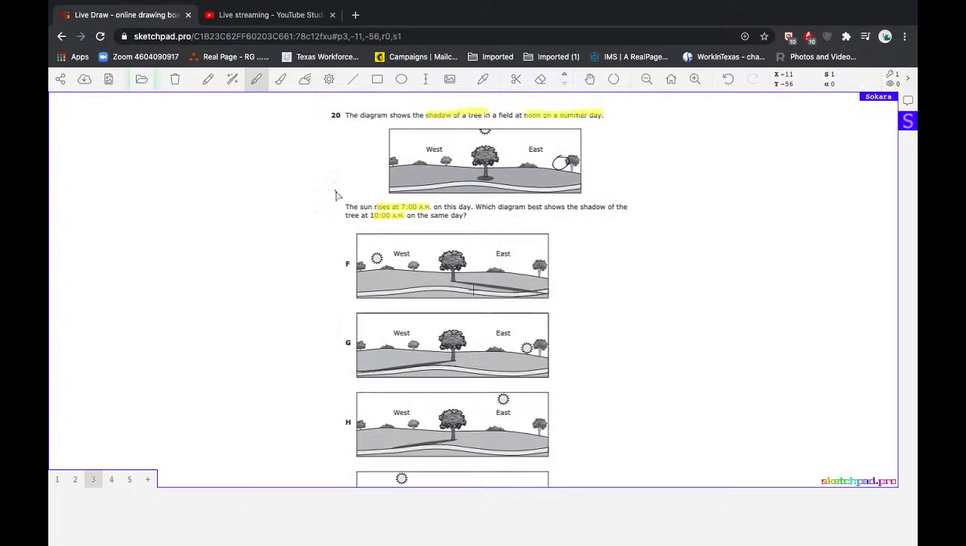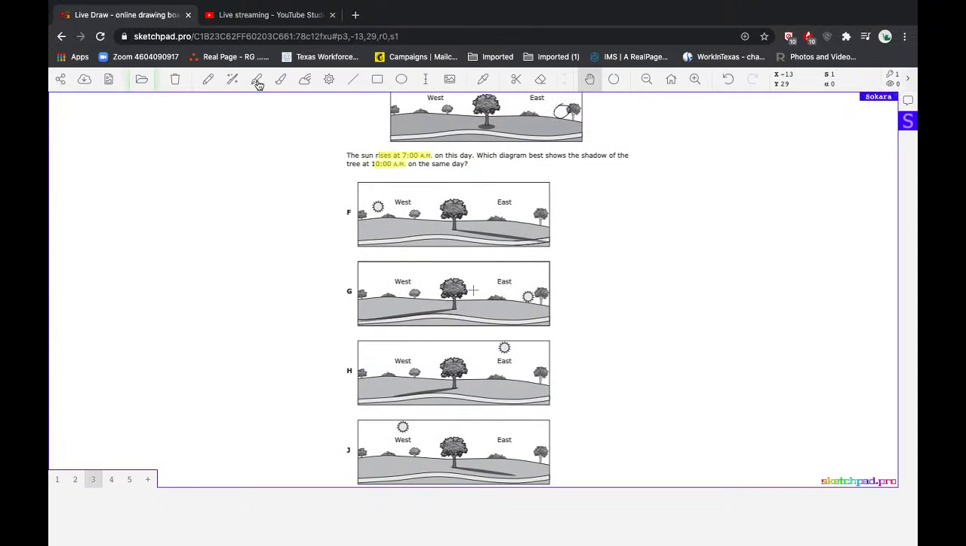So the sun rises at 7 a.m. That's going to be right here on the east. And at 10 a.m., it's going to be somewhere between the noon position and the east, because noon is at 12 p.m. and it rises at 7 a.m. So it's got to be somewhere in between. We know the sun can't be on the west side, because that would mean it'd be afternoon. So we can cross out the answers that show the sun on the west side.